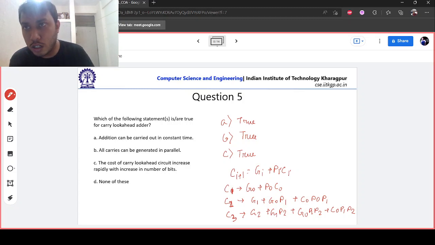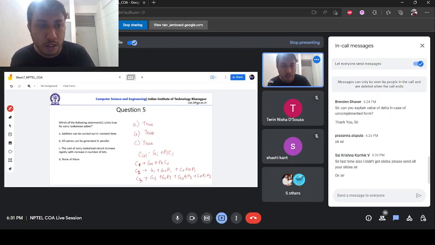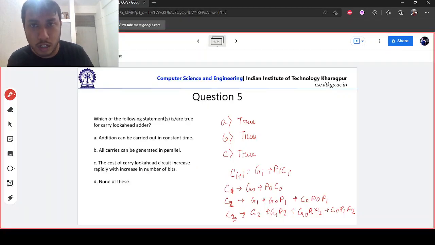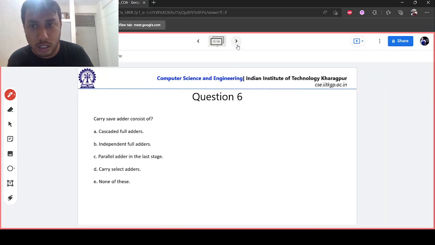So this was one of the basic theoretical questions. Let's go to the next one. A carry save adder consists of: cascaded full adders, independent full adders, a parallel adder in the last stage, or carry select adders.